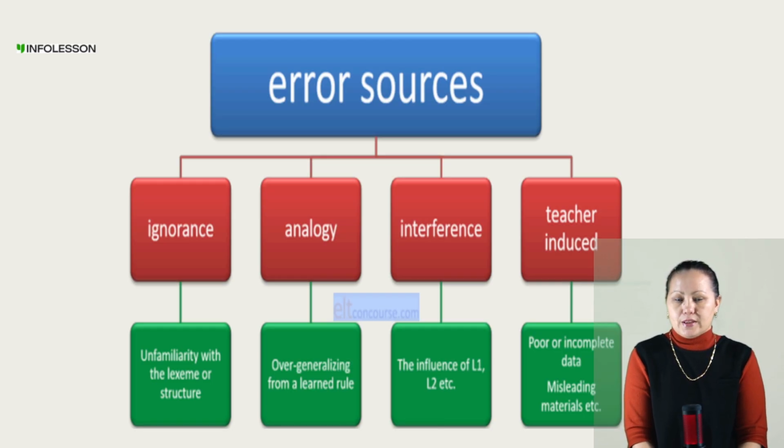Second is halo effects. This happens when one positive or negative aspect of a student's performance influences the overall evaluation. For example, a teacher might give a higher mark because the student usually performs well, even if the current task is weak. Prevention. Each criterion should be assessed separately, and teachers should focus strictly on the evidence demonstrated in the specific task rather than on general impressions.